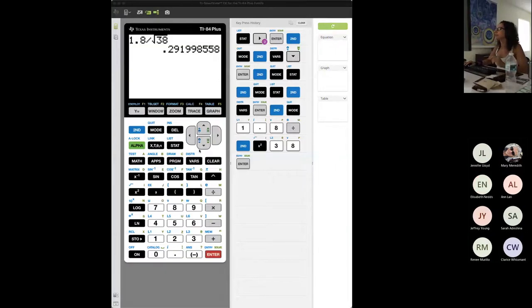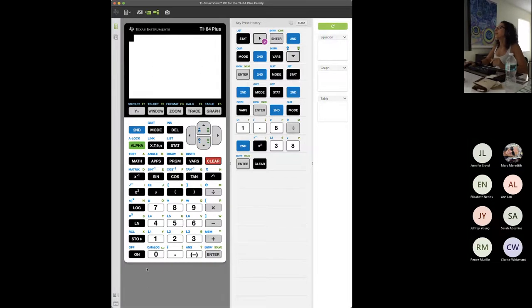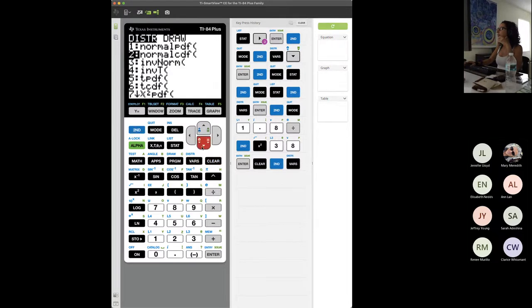Let's go calculator first, right? This is my TI-84. I want the area, so I go normal CDF, right? Second bars is where normal CDF is.